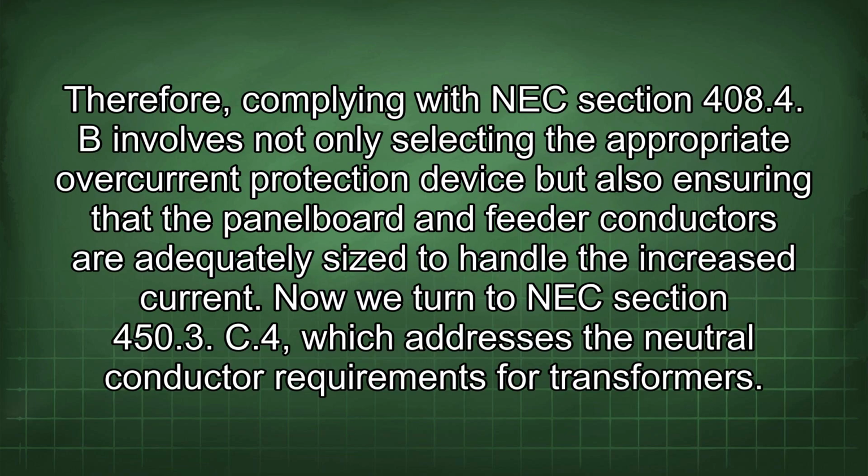Therefore, complying with NEC Section 408.4 B involves not only selecting the appropriate overcurrent protection device but also ensuring that the panel board and feeder conductors are adequately sized to handle the increased current. Now we turn to NEC Section 450.3 C4, which addresses the neutral conductor requirements for transformers.